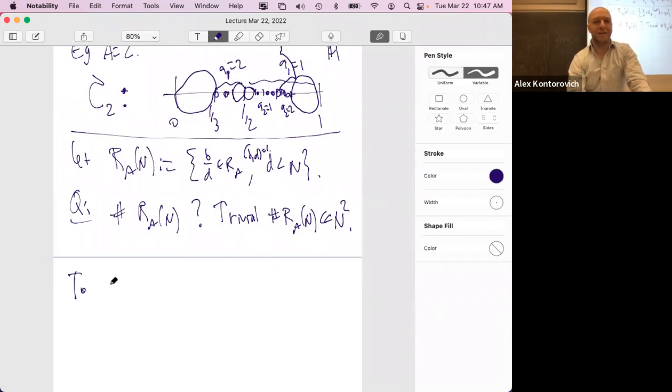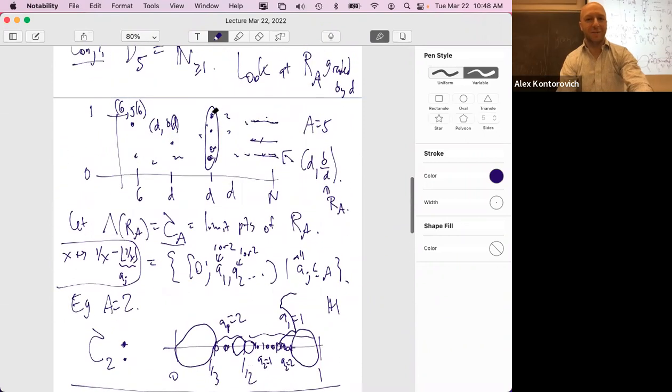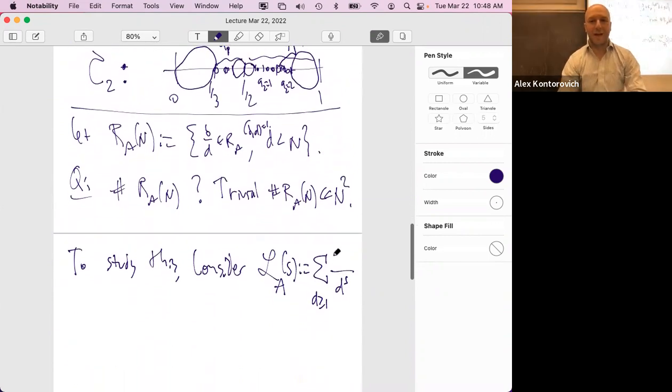To study this, let's consider the L function, L_A(s), where you sum over D's, D to the s. What we want to do is capture the numerator, the multiplicity of each D, in other words exactly the size of this fiber. So let's call that M_A(D). M_A(D) is the multiplicity.